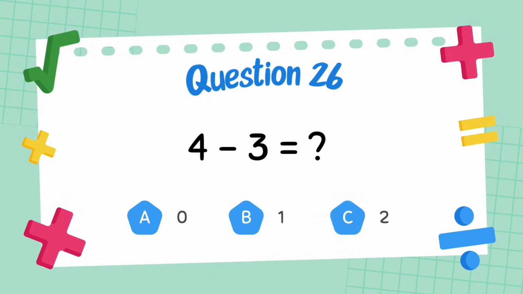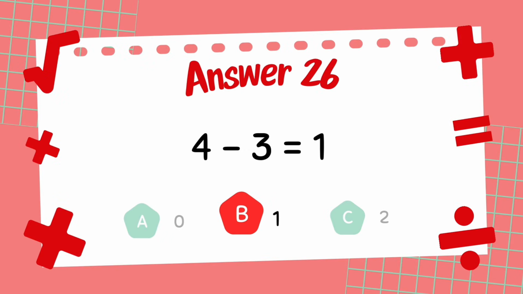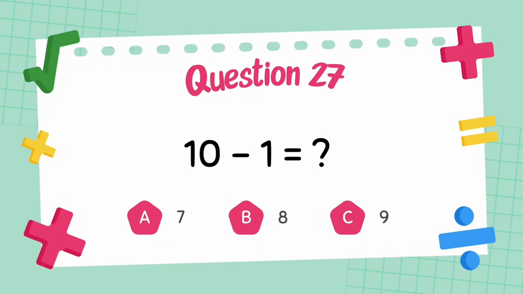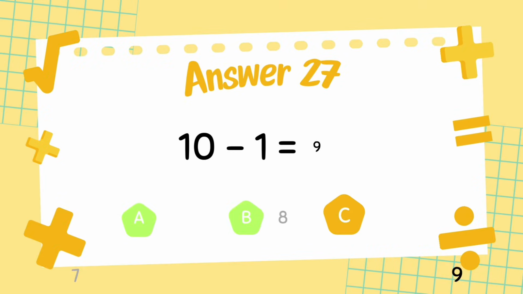What is 4 minus 3? The answer is 1. What is 10 minus 1? The answer is 9.